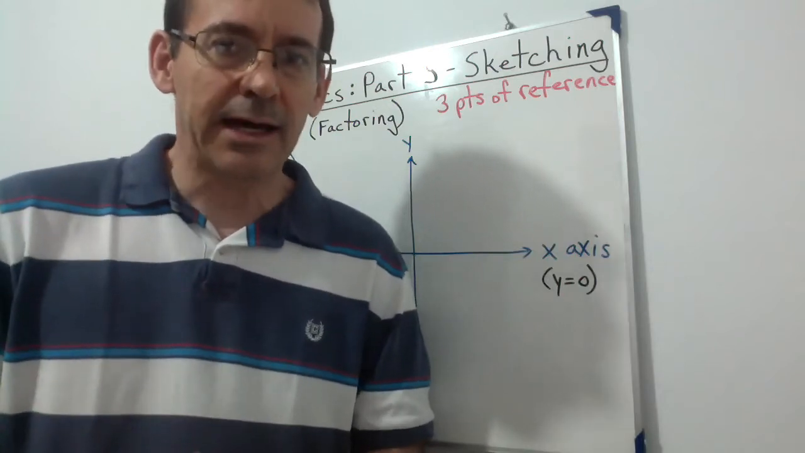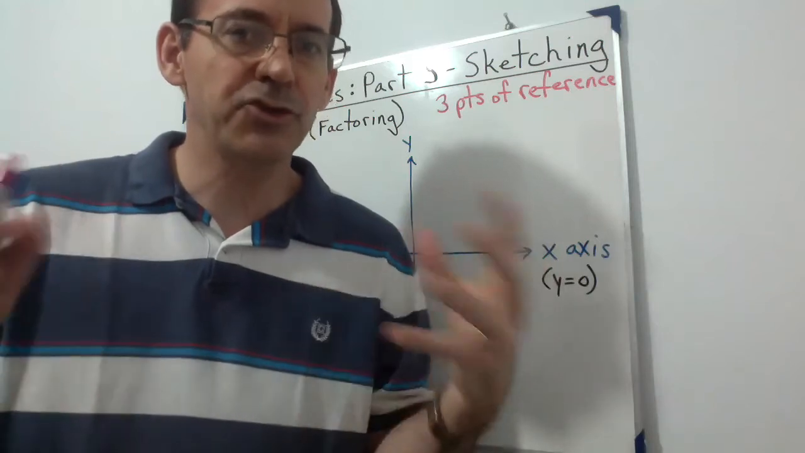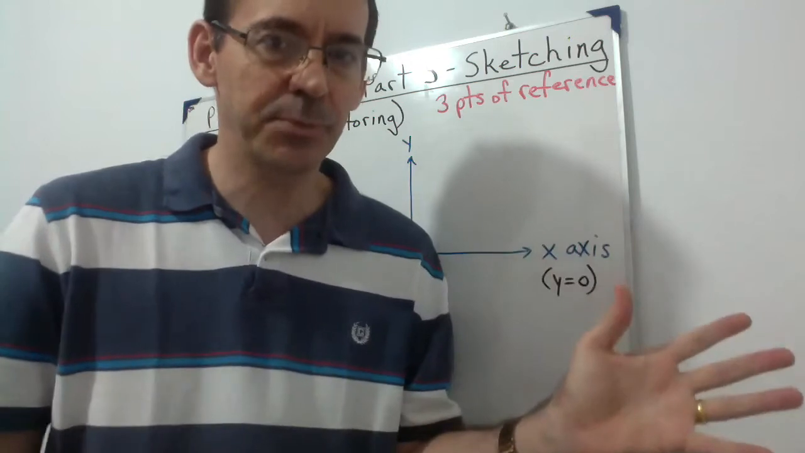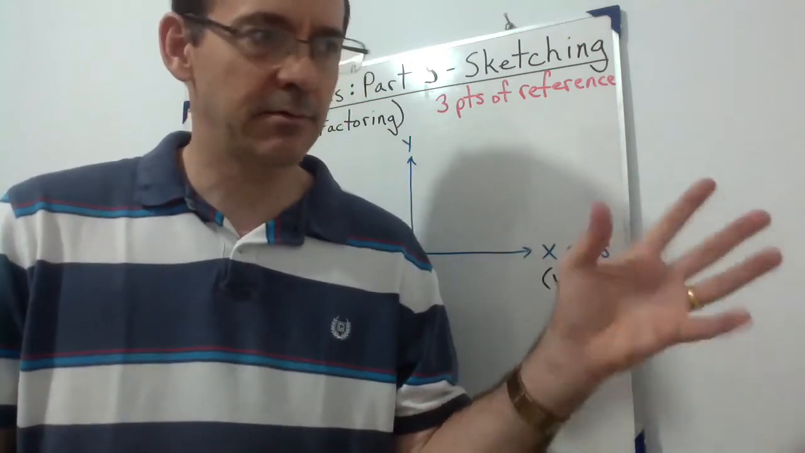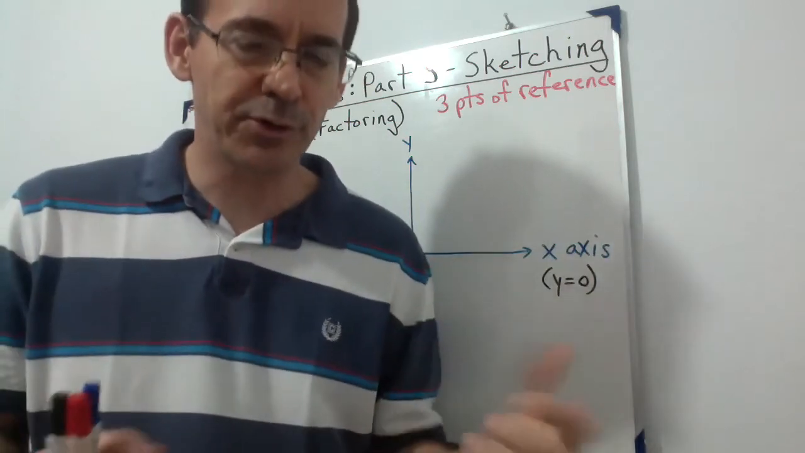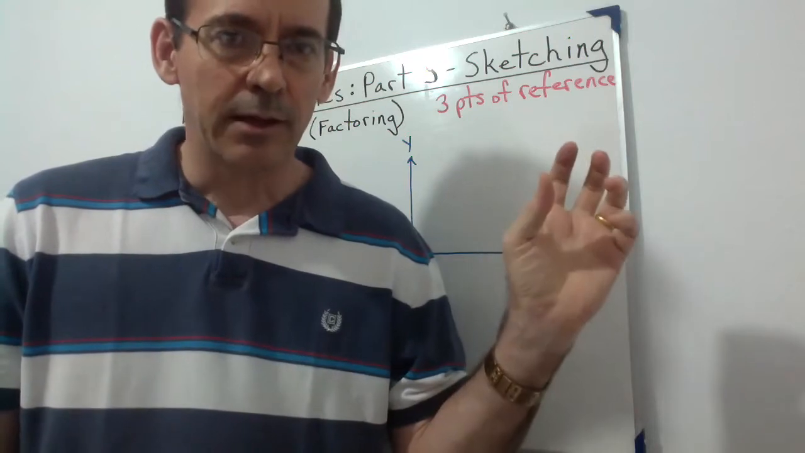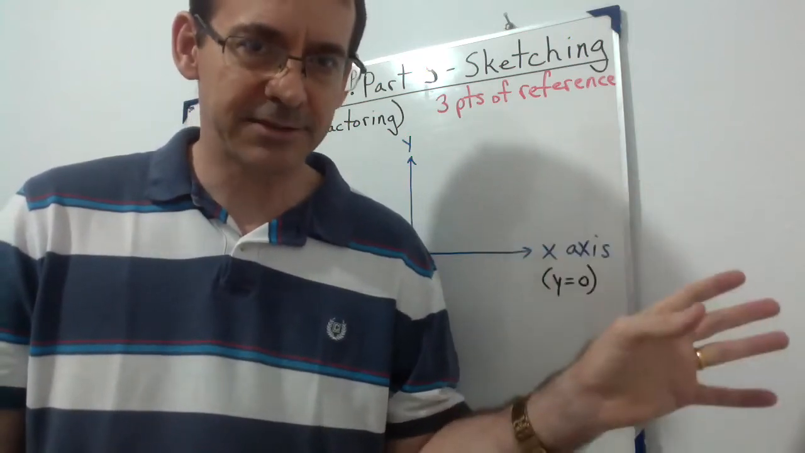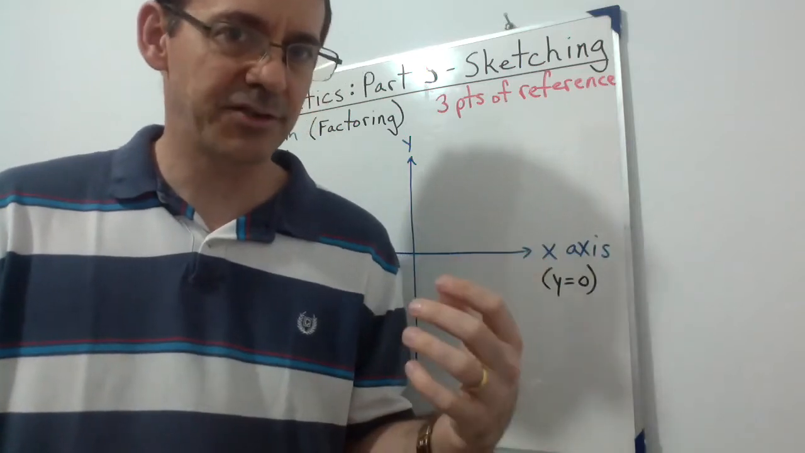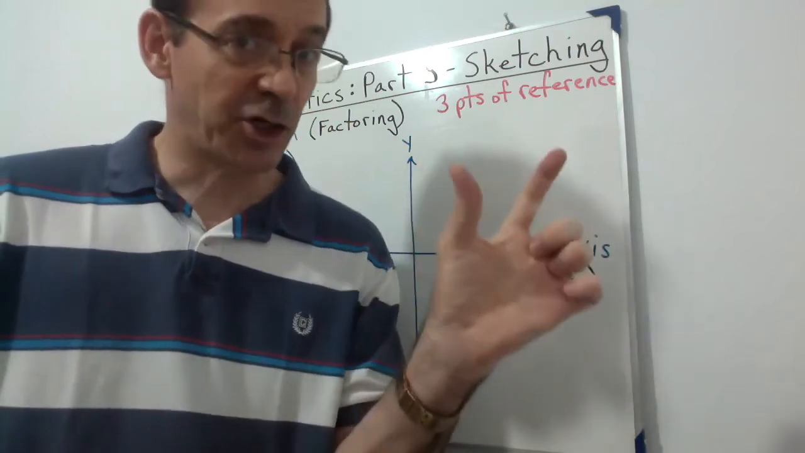So you want to be able to do it quickly. It shouldn't be a time-consuming event. So what I want to do is help you to be able to quickly sketch quadratic graphs. Okay, so in a quadratic graph, which is a parabola, and it's a curve.